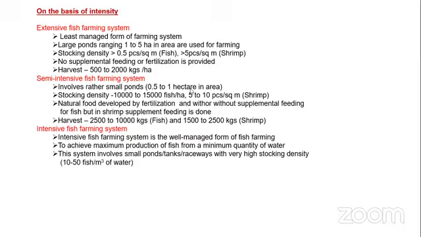And hence, if we compare the expenditure in these three kinds of systems, extensive requires minimum or no cost, semi-intensive moderate to less, and intensive requires a lot of labor, and hence a lot of cost is incurred in the intensive fish farming system. And since we are taking care of each and every step, it is under our control and guided, and so the production is also high.